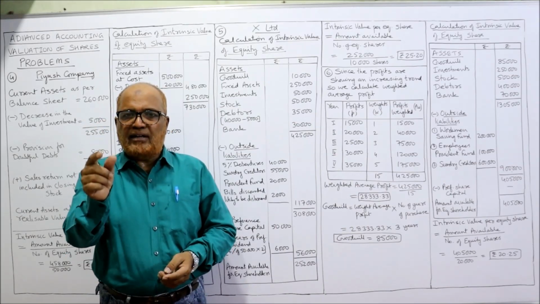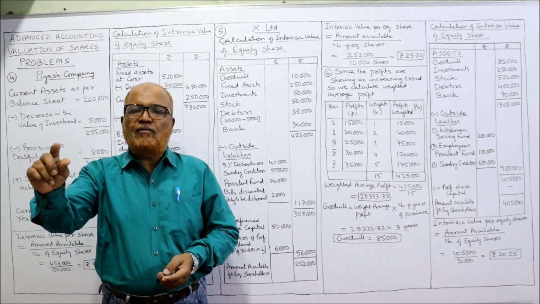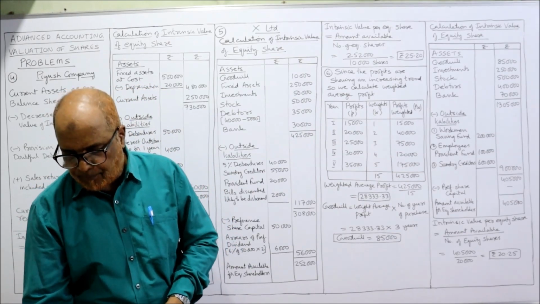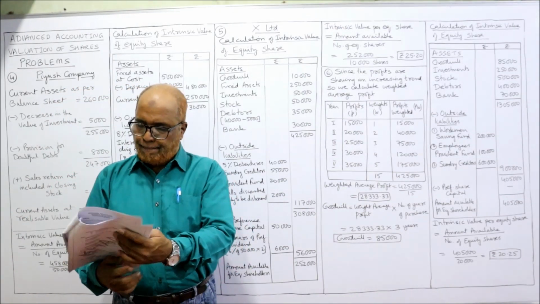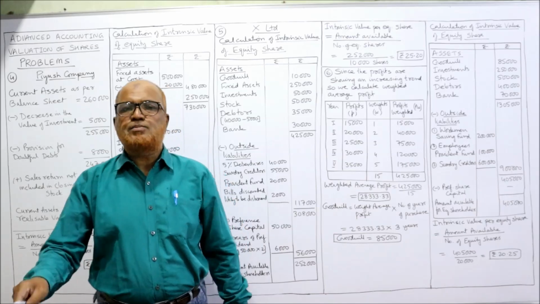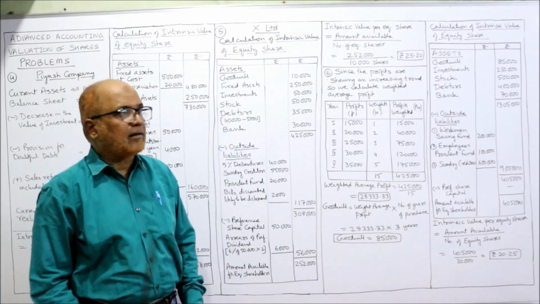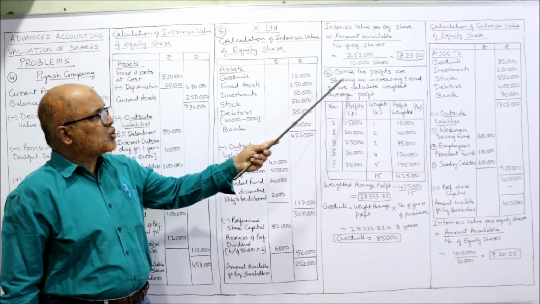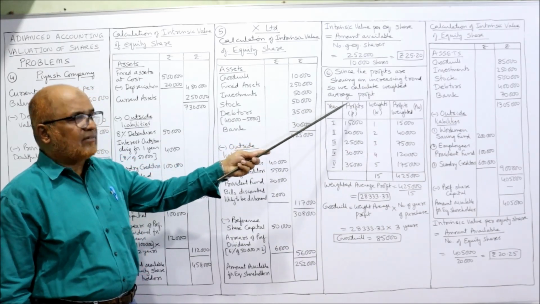So we calculate the weighted average profit, and multiply the weighted average profit with 3 years. It is given for 3 years. Yes, it will be valued on the basis of 3 years purchase. First of all, we will calculate goodwill. Since the profits are showing an increasing trend, we calculate weighted average profit.